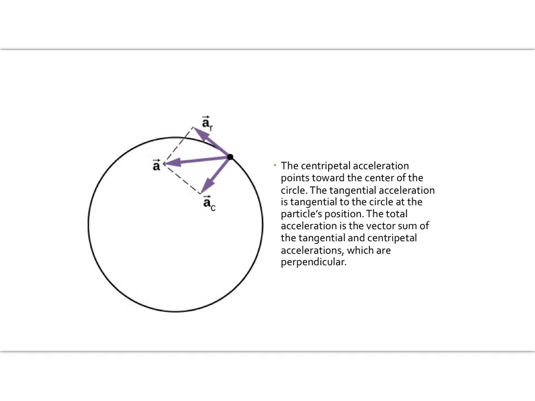Here's another picture showing those two different types of acceleration. This is the tangential. Here, they labeled it as centripetal acceleration and then the total acceleration. Because those two accelerations are perpendicular to each other, we can treat them as the components of the total acceleration.